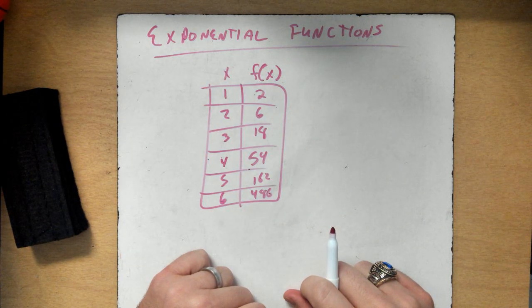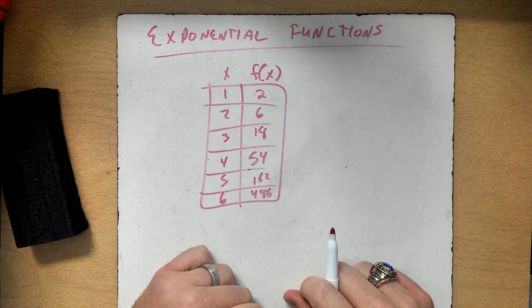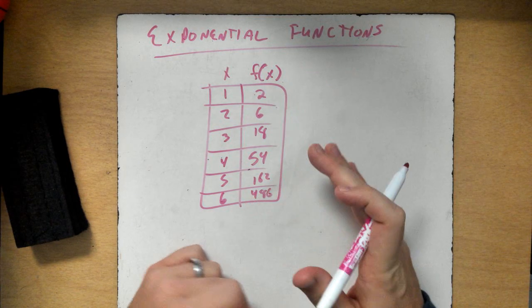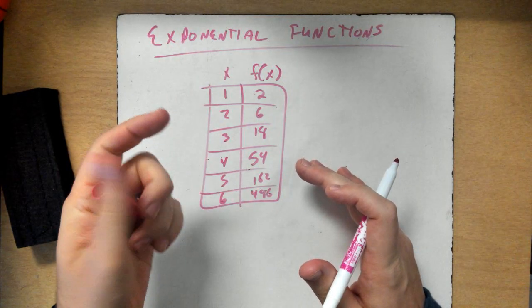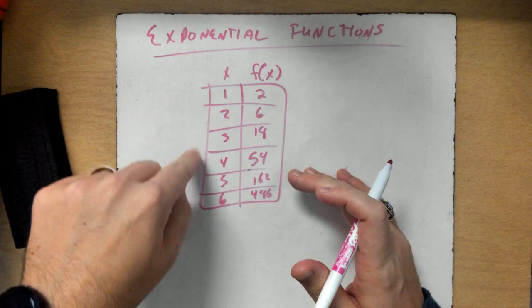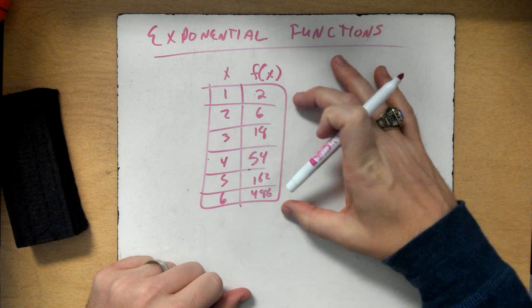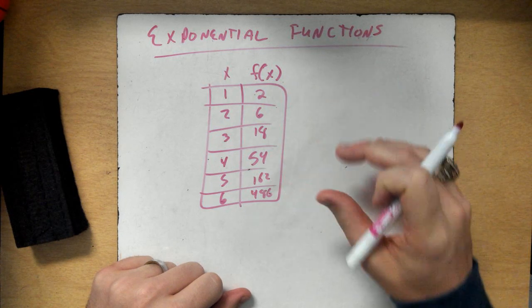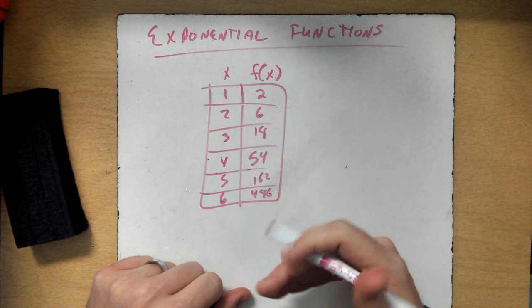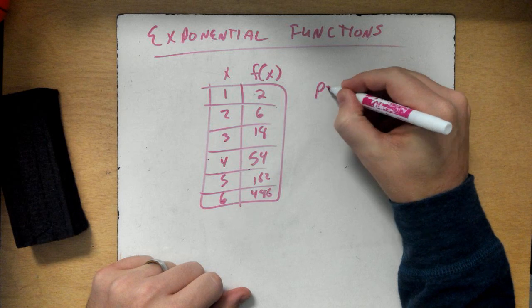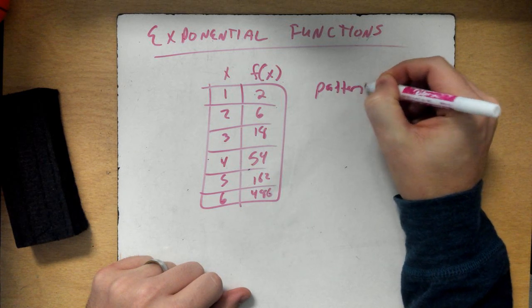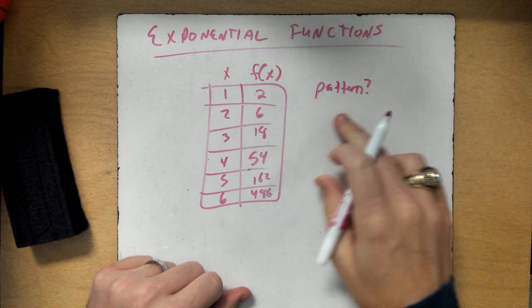The biggest thing to remember here is first you look at the x. Does our x go up at the same rate? It does. It goes up by 1 each time. Looking at our f of x, our output here, does it go at a constant rate? Is there a pattern? That's what we're looking for. Is there a pattern involved?